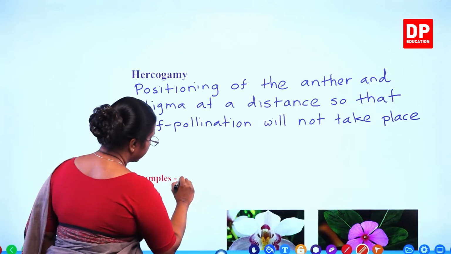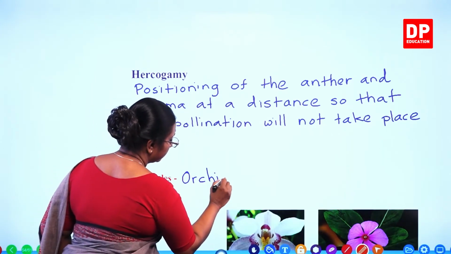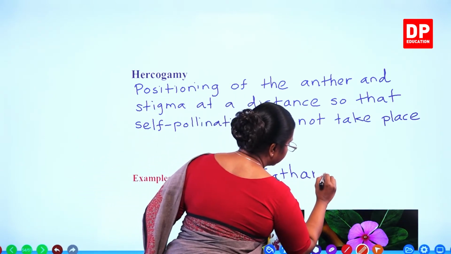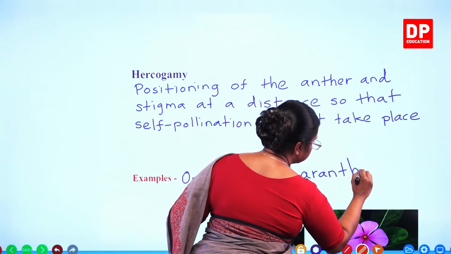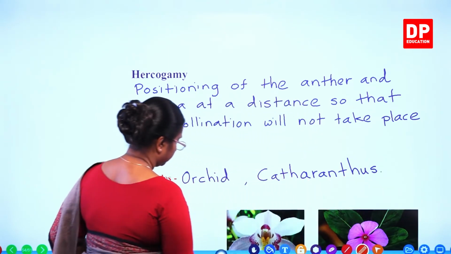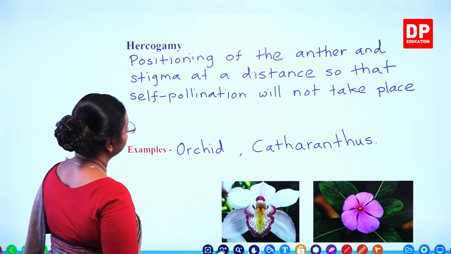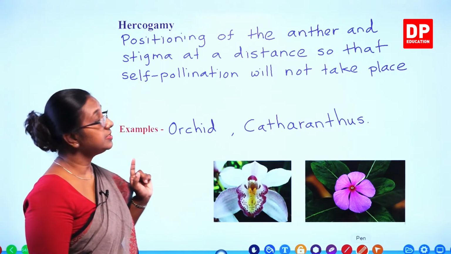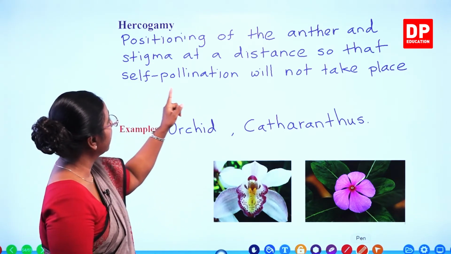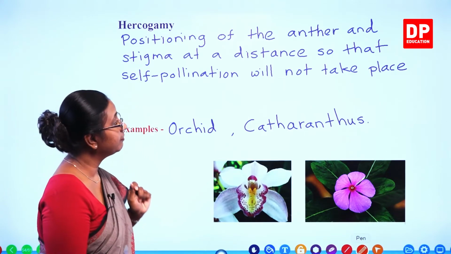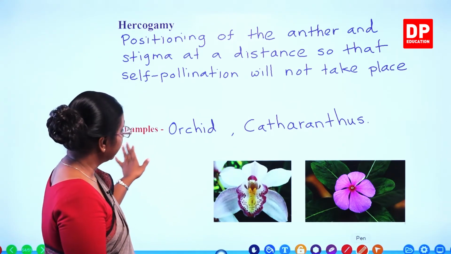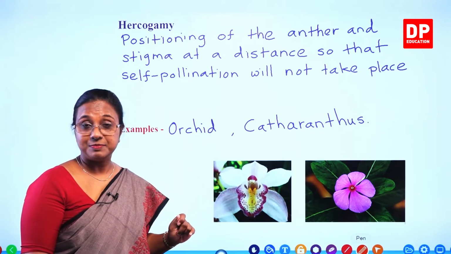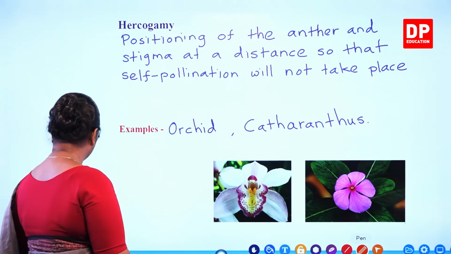So examples are orchid and catharanthus. So hercogamy is the positioning of the anther and the stigma at a distance so that self-pollination will not take place. Examples are orchid and catharanthus. That is another adaptation. I will move on to the next one.